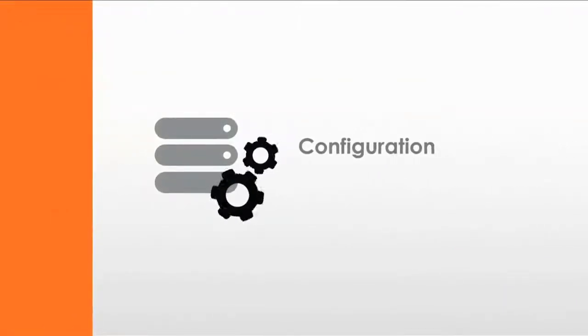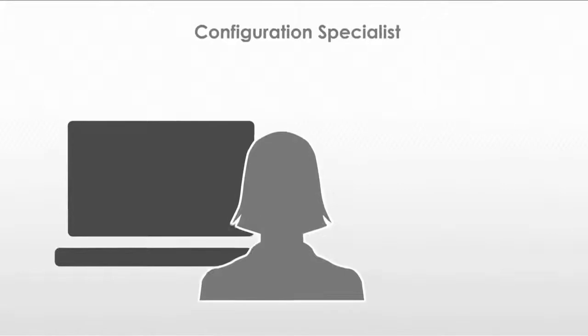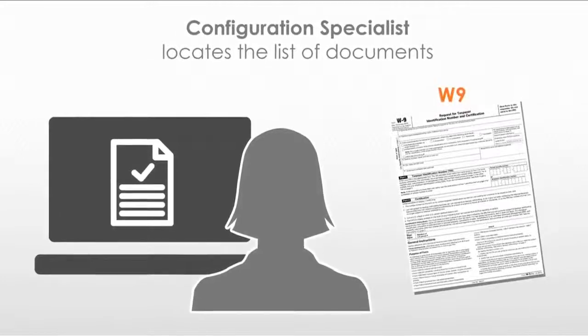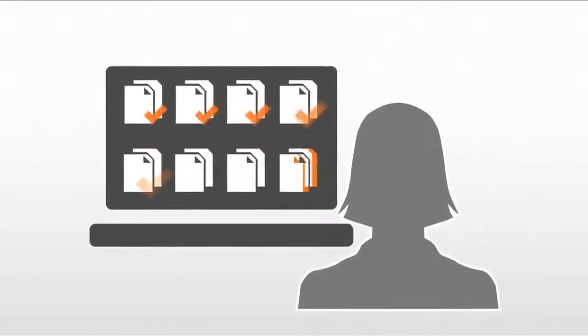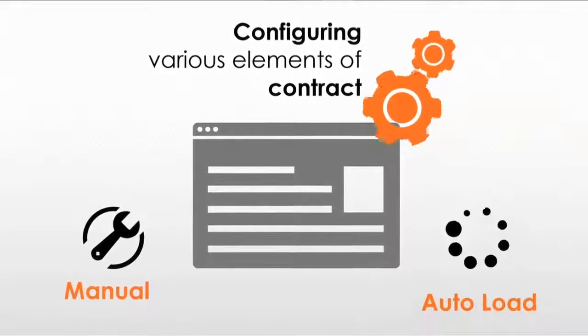As a next step in the process, the system assigns the case to the configuration specialist for the contract configuration process. The solution helps the configuration specialist locate the list of documents that are required for this contract, such as a W-9. The configuration specialist classifies the document and validates the data before configuring the contract into the claims processing solution. Configuring various elements of the contract can be done either manually or using auto-load functionality of the system. To perform an auto-load, the solution interfaces with the health plan's claims solution using standard technologies.